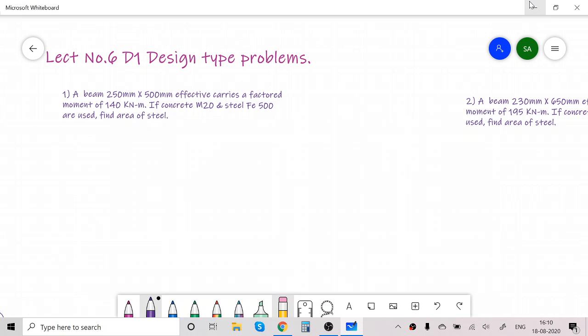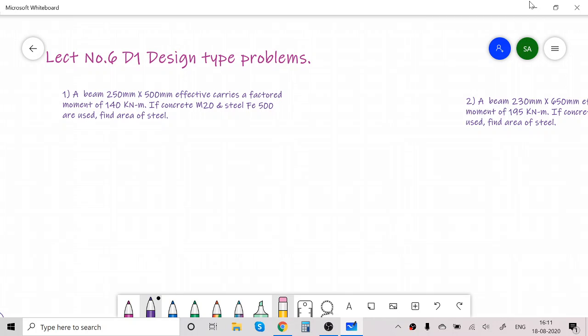Dear student, in today's sixth lecture of RCC, we will see the D1 type of problem in which the size of the beam will be given, the factored moment to which it is subjected is also given, grade of steel and concrete used are given, and the requirement is area of steel. Now in the first problem, it is given that a beam 250 mm by 500 mm effective.